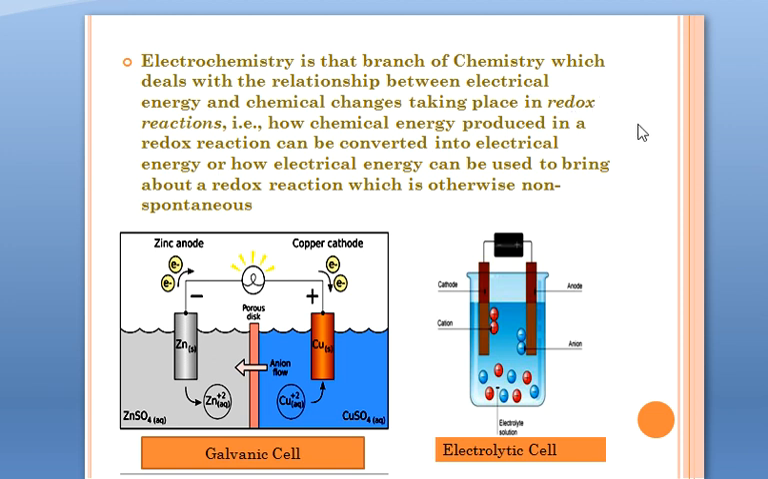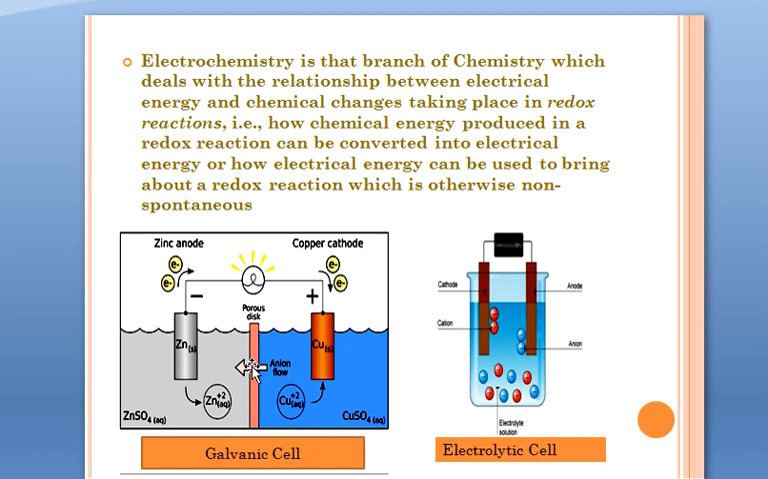Thus the name redox. Now in this redox reaction, what chemical change is happening, and what is the relationship between that chemical change and the electrical energy? That is what we study under this heading, electrochemistry. Now two types of relationships can be there. We have two diagrams here. Let's pay attention to the first one. This is a galvanic cell. This is an electrolytic cell.